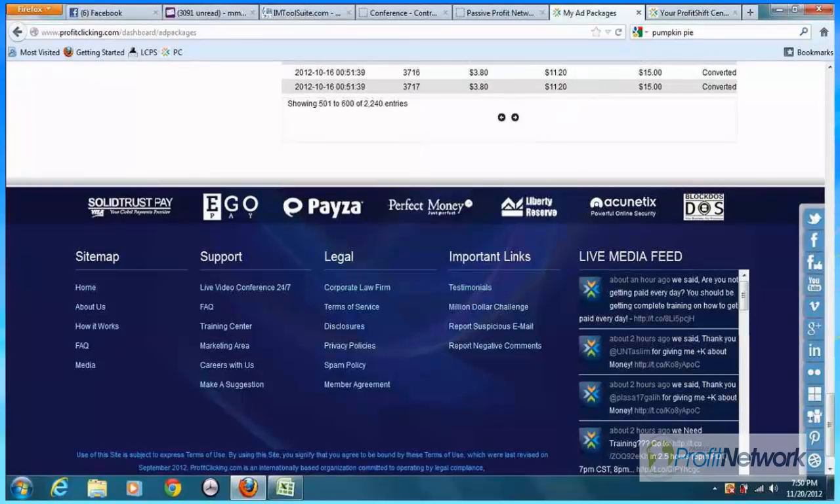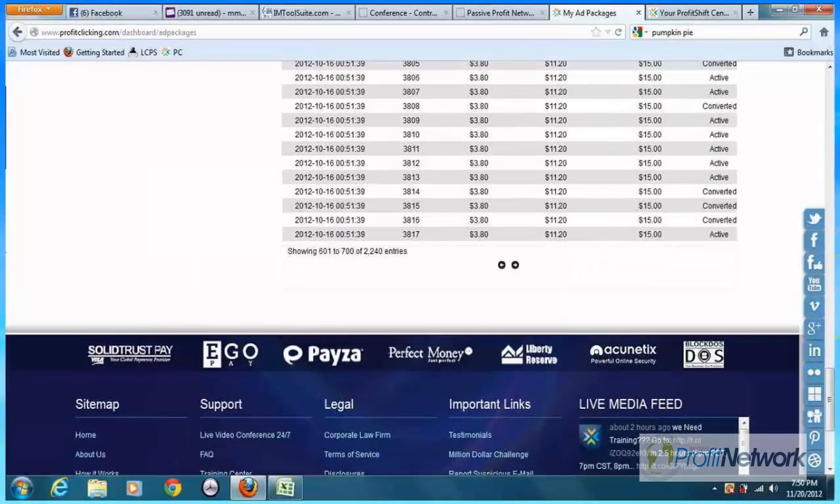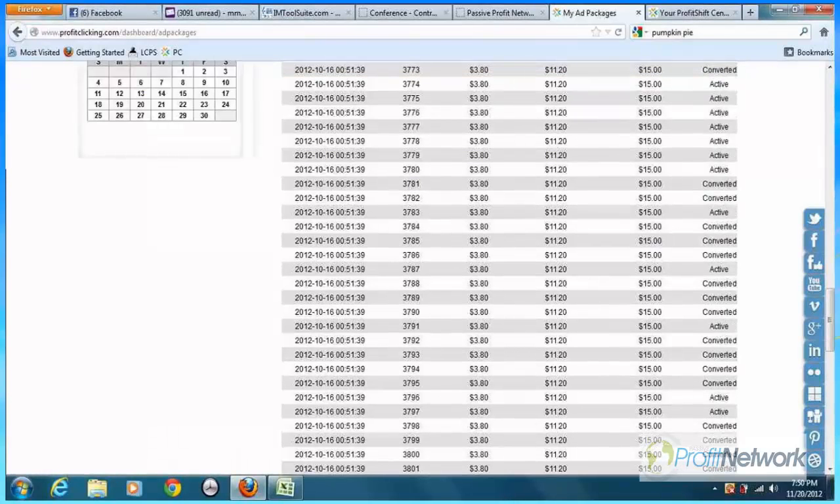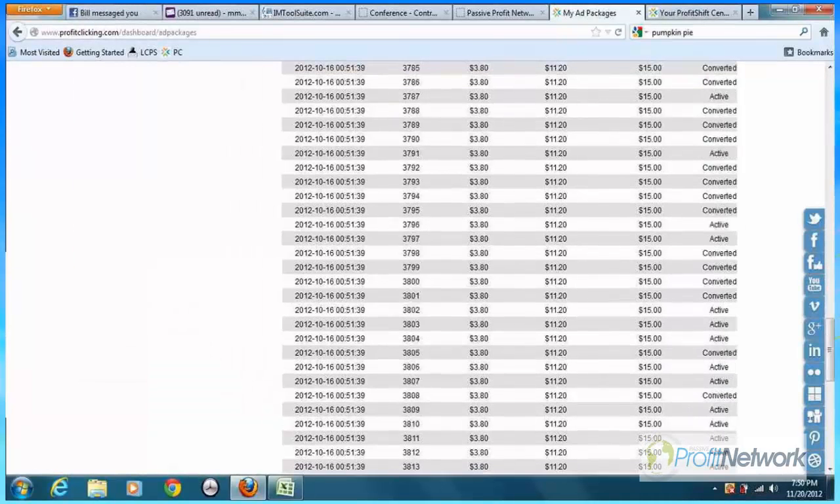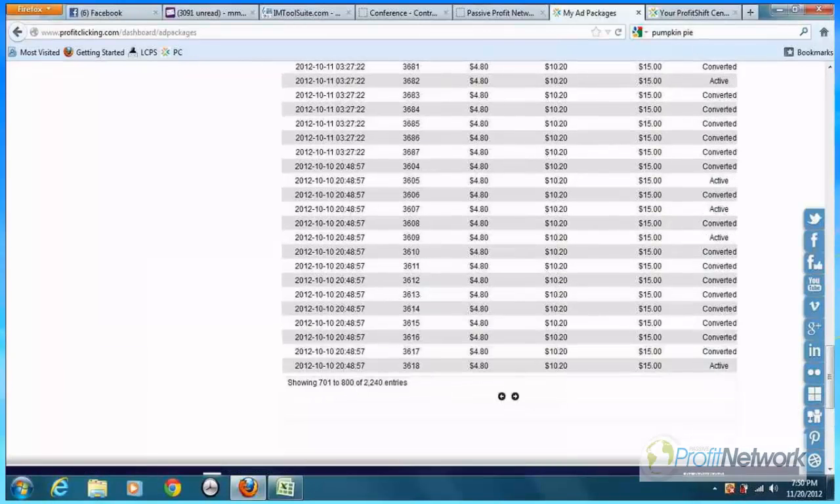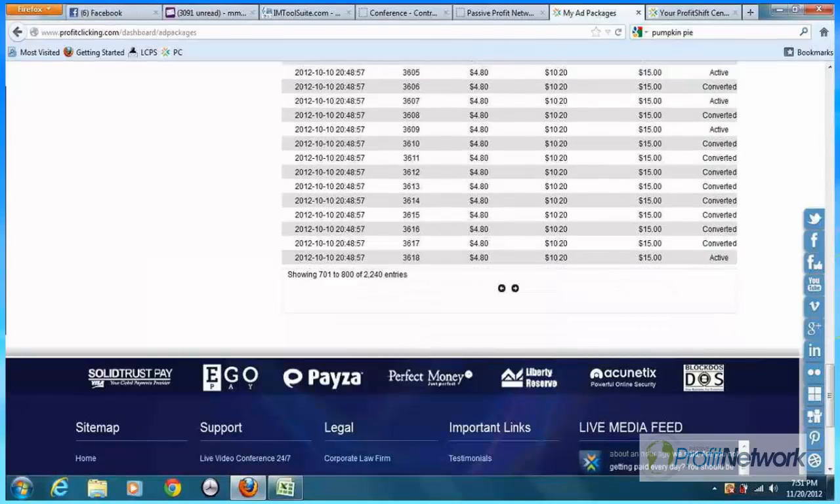Okay, right here. See how these say converted, converted, converted? All these say converted. That's all the ad packages that got converted in the profit shift, and you can see it all the way down the list. No matter how far you go, you're going to see all the ones that got converted. Then of course you'll see the ones that stay active. So that's another way you can see whether or not your account was affected and how it was affected.